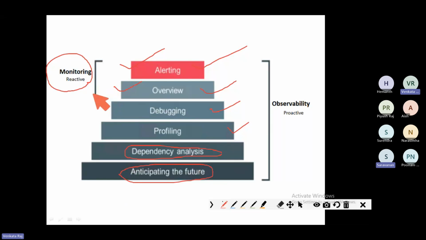Okay. So monitoring is reactive, observability is proactive. Okay. Clear? Chandra, could you please explain that profiling once again? Profiling. Yeah, profiling. For example, SQL profiling, guys.